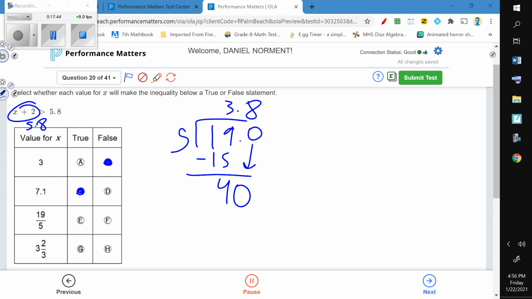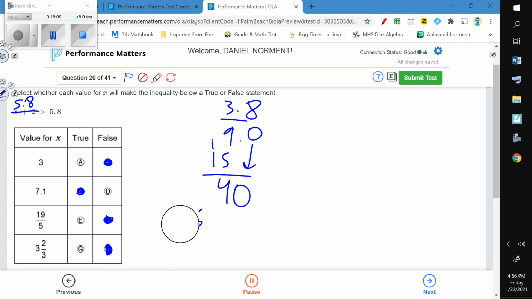Is that greater than 5.8? No. 5.8 is not greater, so that's false. If it was greater than or equal to, then it would be true. But we don't see that line under it, so we're going to keep it as it is. And 3 2/3 as a decimal is 3.6666. And if I add 2 to that, I get 5.6666. And that is not greater than 5.8.